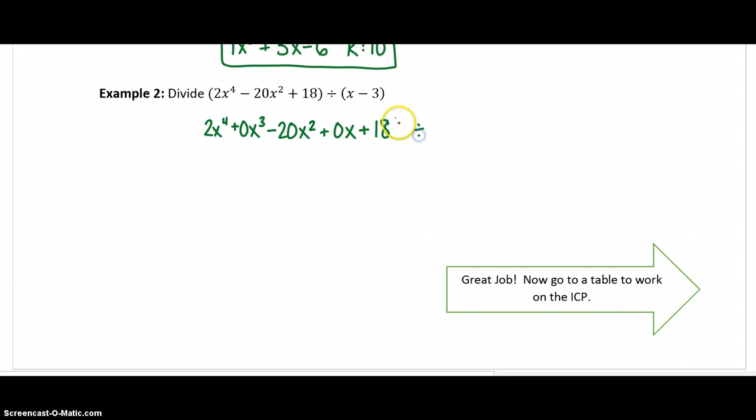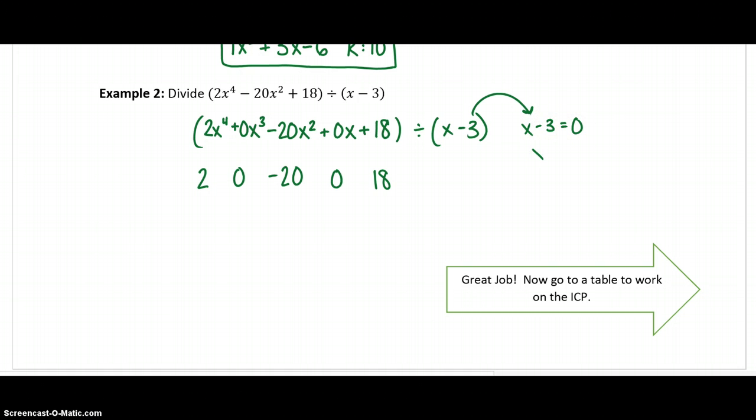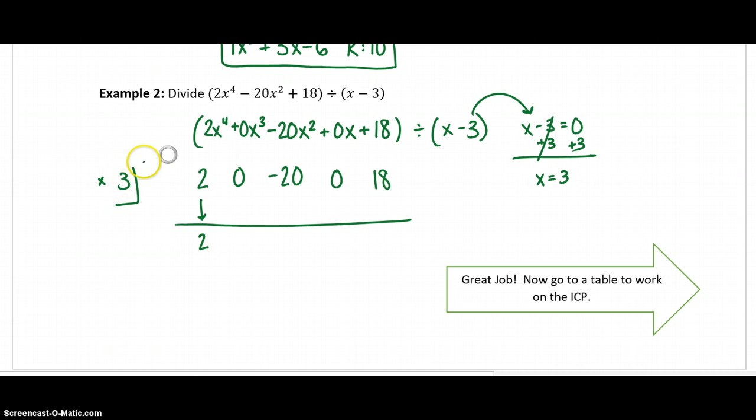Alright, so now I'm doing that whole expression divided by x minus 3. And now the rest of it is the same as we've always done. So bring my coefficients down. 2, 0, negative 20, 0, 18. The number that I'm going to be dividing by is, let's see, add 3. So x equals 3. Draw my line and let's get started. Bring the 2 down, so that is a 2. 2 times 3 is 6. Put it under the next one, add them together.